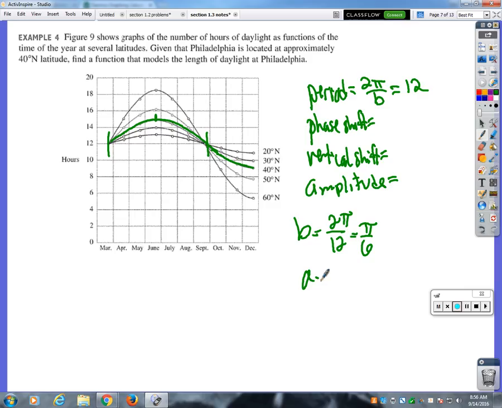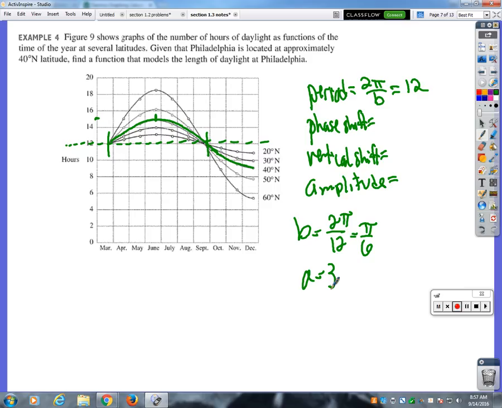A is the amplitude. So if this is the fancy word sinusoidal axis, how far above that does it go? 6.2? I don't think so. This is 12. I feel like the high point is at about 15. Oh, that's the wrong one. Okay, so how far above does it go? 3. So the amplitude is going to be 3.